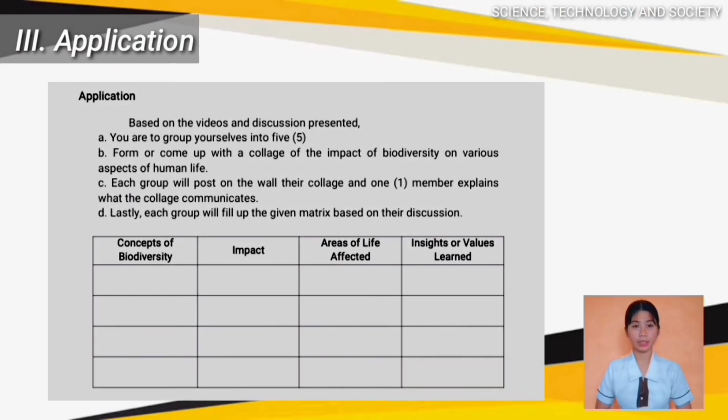For our third part, we will have your application. So what are you going to do? Based on the videos and the discussion presented, group yourselves into 5. Come up with a collage of the impact of biodiversity on various aspects of human life. Then each group will post on the wall the collage that they made, and pick one member to explain what the collage is all about. And lastly, each group will fill up the given matrix based on their discussion.